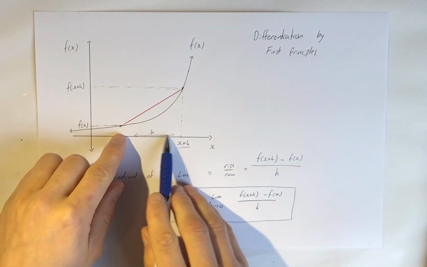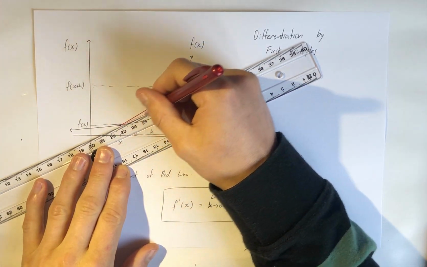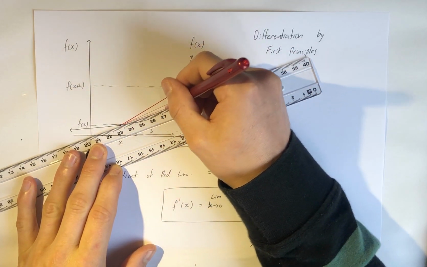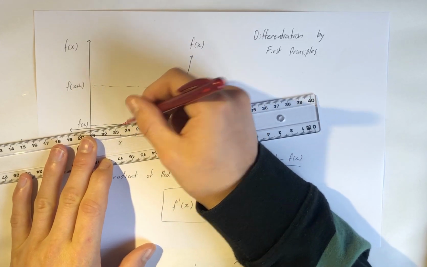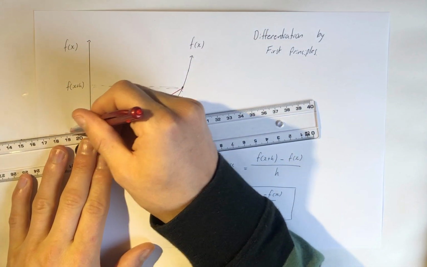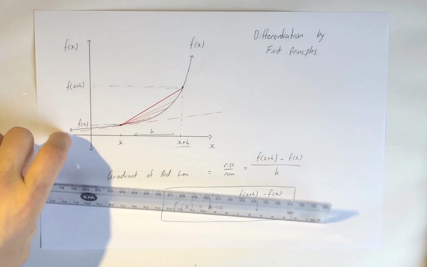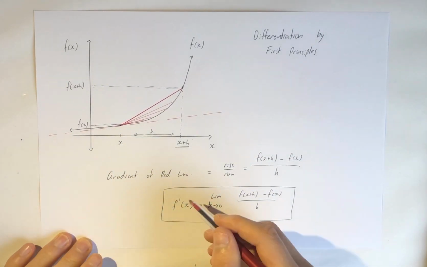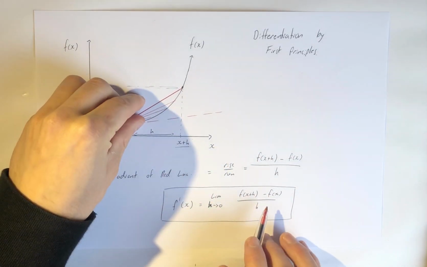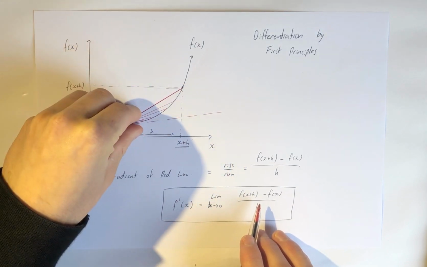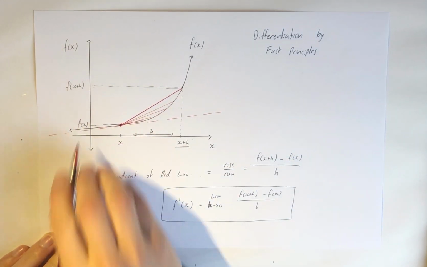So as h gets smaller and smaller, this line, this red line, gets shorter and shorter. So it would come to here, and then would come to here, and then get to here. And as this line gets shorter and shorter, we get a very accurate gradient at that point. But it doesn't have to be at a single point. We can get this for any point on the line by taking a very small change in y over a very small change in x, and we'll get the gradient at that point.